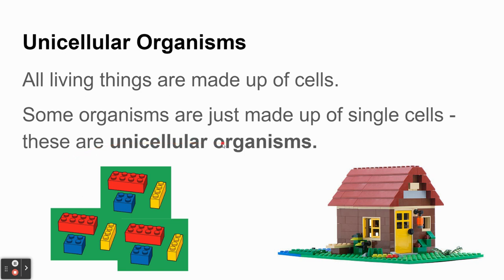Some living things are just made up of single cells, so rather than being millions or billions of cells working together, they are just made up of one individual cell, so just one kind of building block. And we call these unicellular organisms. So a bit like a unicycle has one wheel, a unicellular organism is just made up of one single cell.